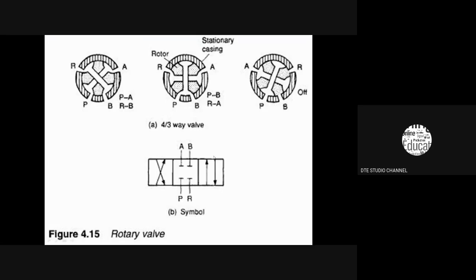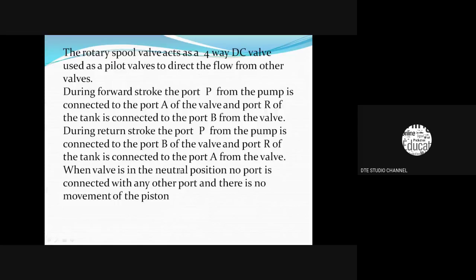And this box represents the first position of the DC valve. Another box represents the second position, and the middle box represents the neutral position of the 4/3 DC valve. Since it has 3 positions and 4 ports, it is called a 4/3 DC valve. Now I will show you the symbols for representing different types of DC valves.